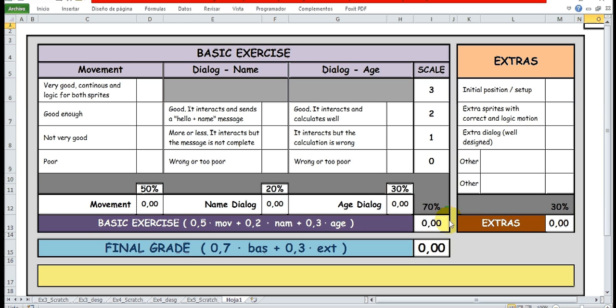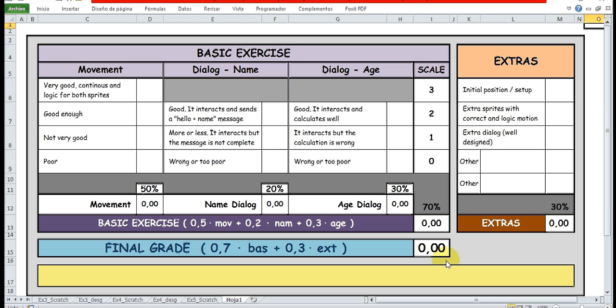So, if we have a 10 here, this means we have a 7 in the basic exercise, which is the maximum grade. And if we have here a 10, we have 3 points over the extra, which is the maximum one. So 3 plus 7 would be 10 here.